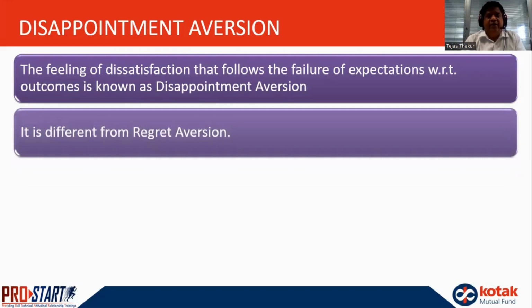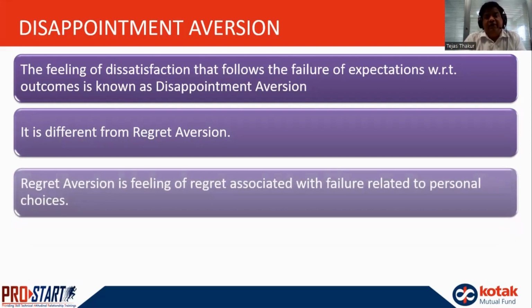This is different from regret aversion, and this is also different from loss aversion. There are three parts. Loss aversion is basically when you have losses. Regret aversion is you're sad that you took a decision. Disappointment aversion is you've taken a decision and now you feel that you did not make as much as you should have made.